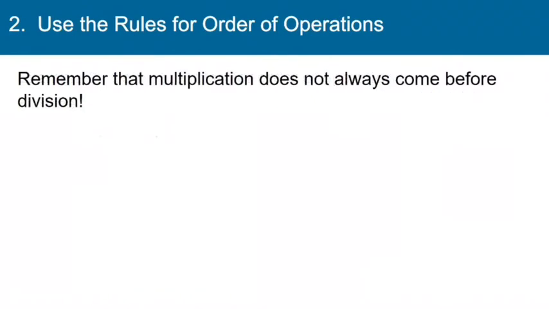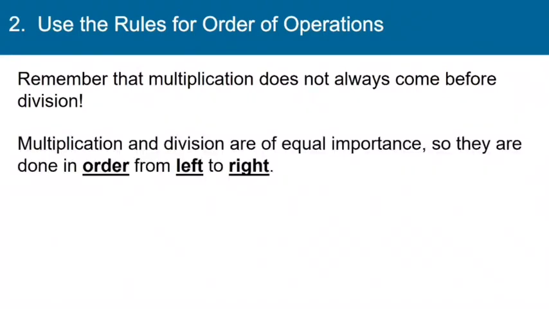Now I want to make sure and emphasize this point again because this is a large pitfall for a lot of folks. Remember, multiplication does not necessarily come before division just because M comes before D in our acronym. Multiplication and division are of equal importance, so they are done in order from left to right.